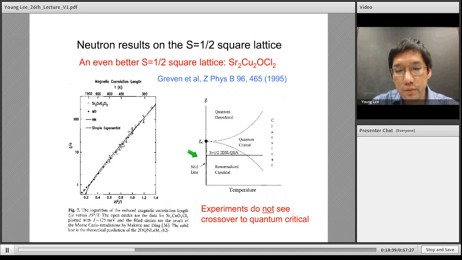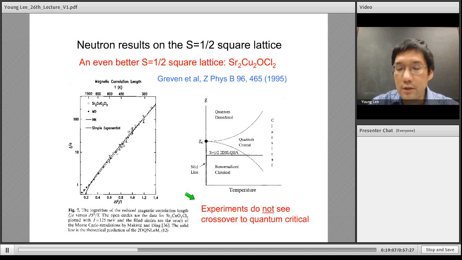And you can imagine now, if you believe this phase diagram, that if you go up to a high enough temperature, you will exit from this renormalized classical regime and enter some quantum critical regime. That was also looked for in the data, but that was not seen. So all of the data points fall onto the renormalized classical prediction very well.